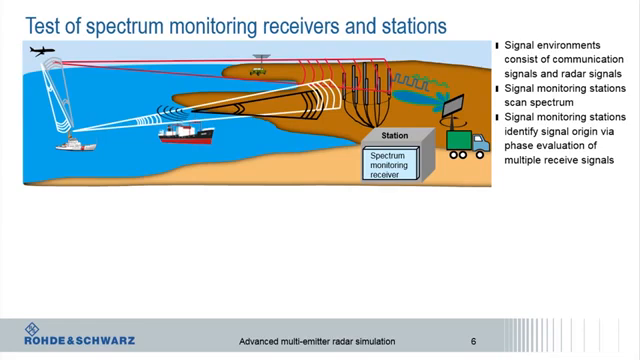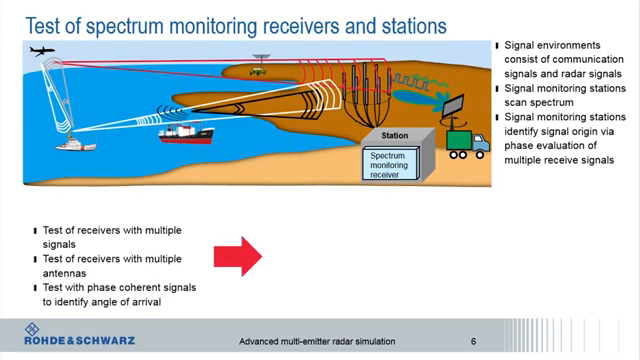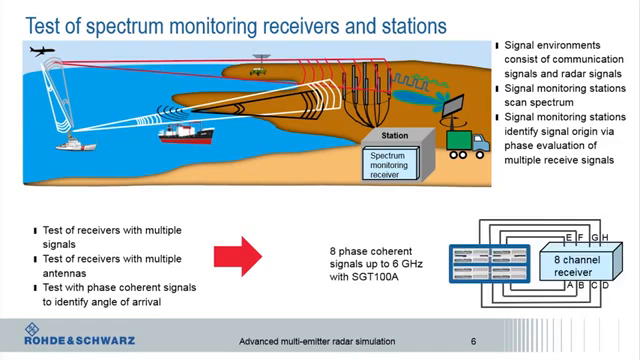So again, this is a pretty complex test case. You need to test receivers with multiple signals. You need to test receivers with multiple antennas. And if you want to do direction finding, you also need to test the direction finding system. So therefore, you need phase coherent signals in order to do so. For this, there are solutions.